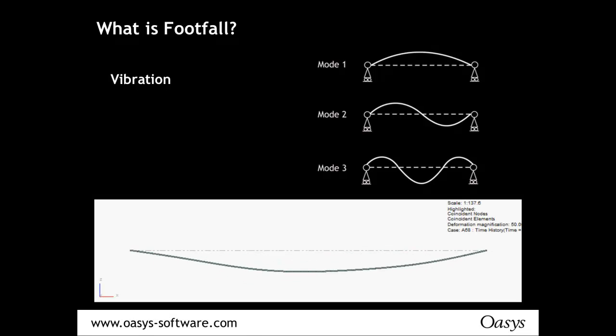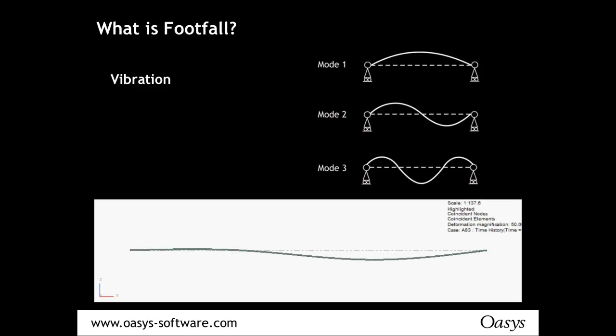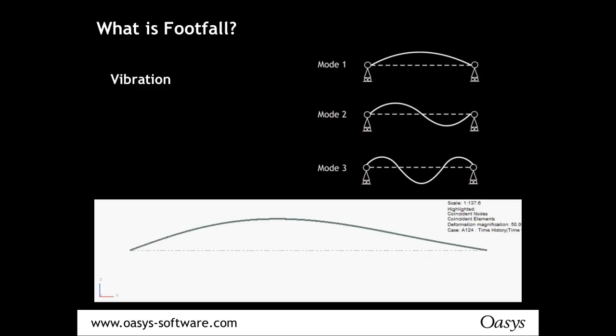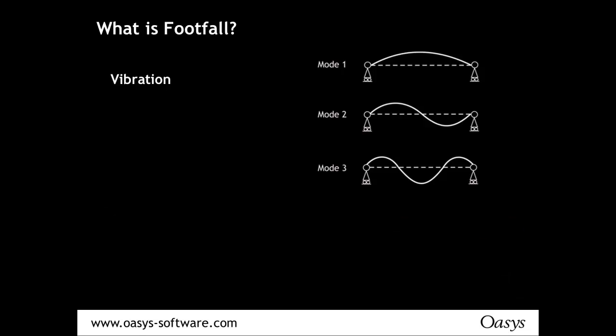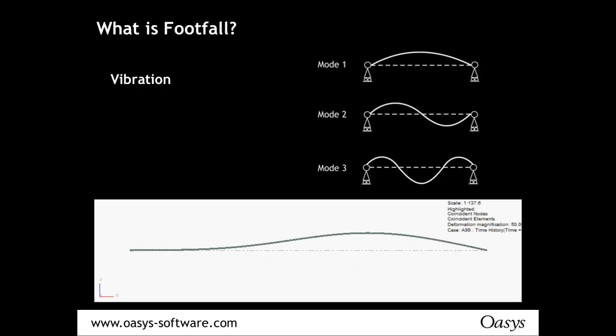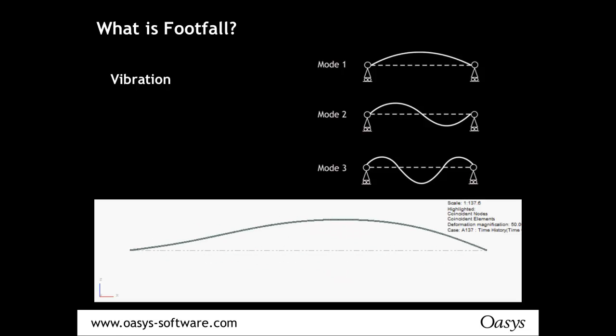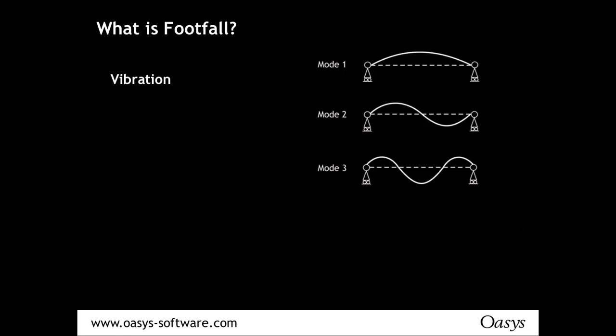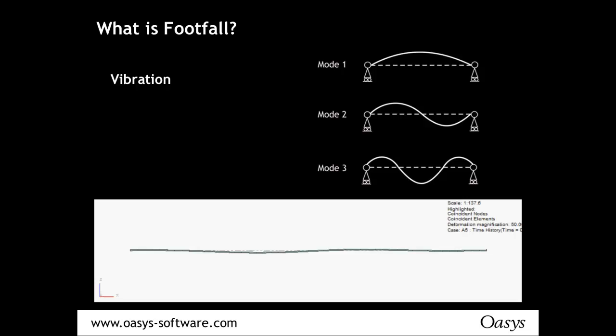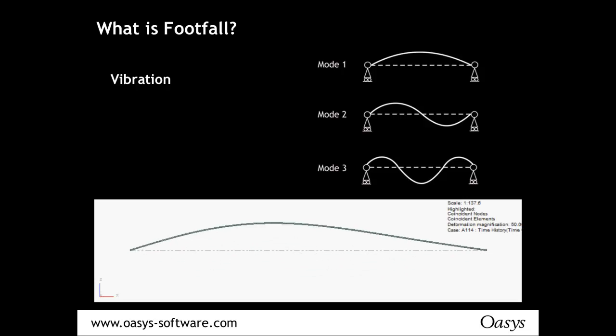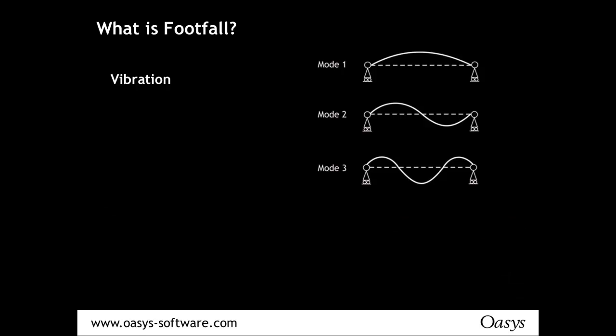Now, I mentioned finding the fundamental, the first mode vibration of a beam. Structures don't vibrate at single frequencies. They actually vibrate at multiple frequencies simultaneously, with the various modes you see there, and these modes will then interact with each other. And the footfall vibration might be resonating with one or more of these modes.